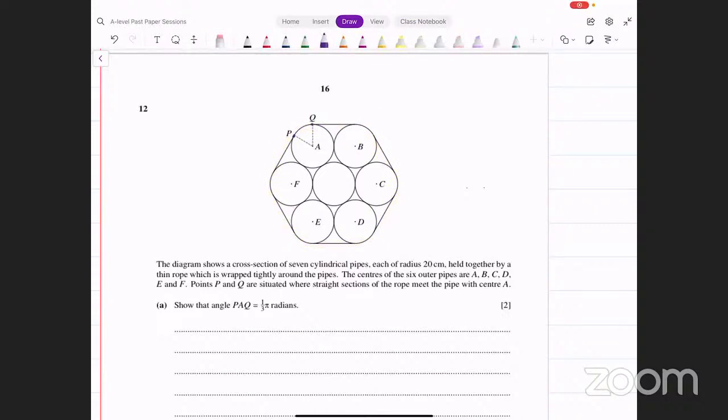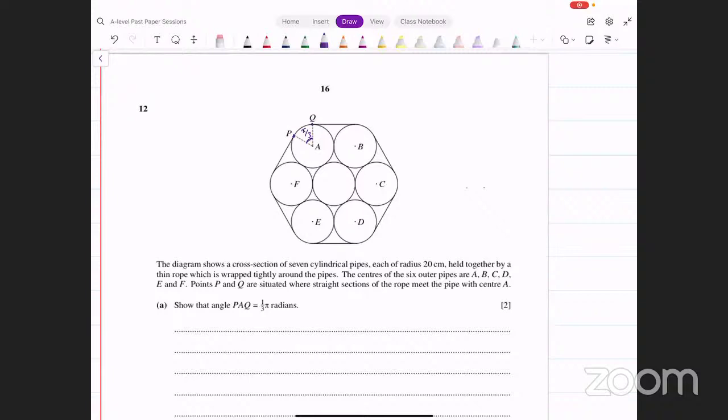at A. We first have to show that the angle PAQ, that's basically this angle. We have to show that this angle is equal to pi over 3 radians. ये आपने show करना है. ये pi over 3 कैसे आ रहा है? Now, how do we think about this? How can this angle be pi over 3?